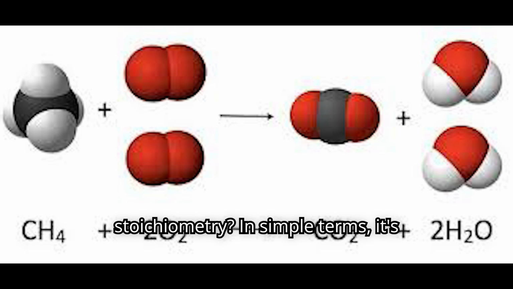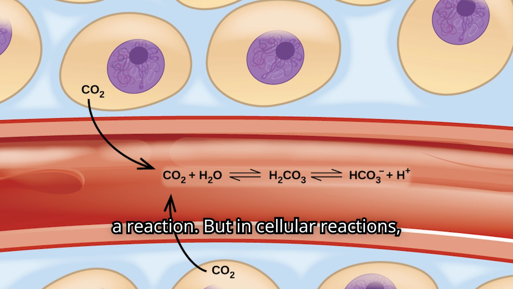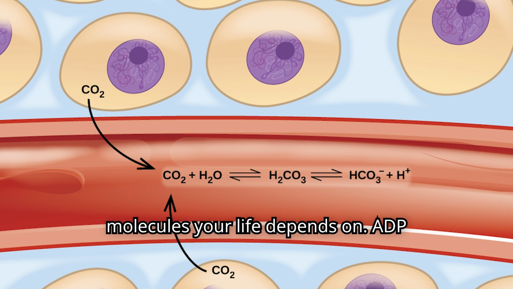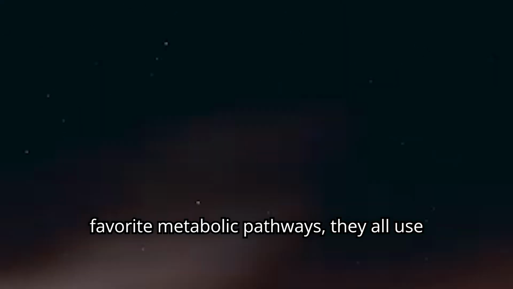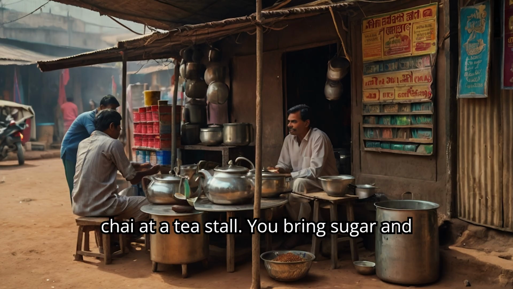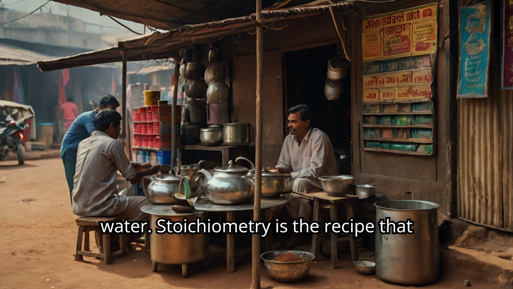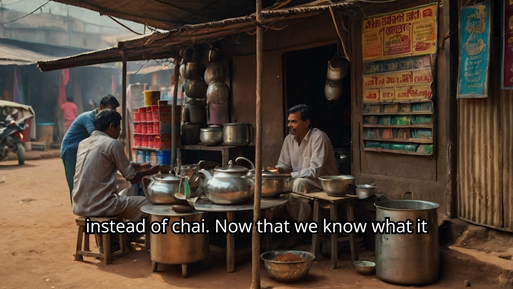In simple terms, it's about balancing the inputs and outputs of a reaction. But in cellular reactions, it's not just numbers, it's about molecules your life depends on. ATP synthesis? Glycolysis? Even your favorite metabolic pathways, they all use stoichiometry. Think of it like ordering chai at a tea stall. You bring sugar and milk, the chaiwala uses tea leaves and water. Stoichiometry is the recipe that ensures no one gets a watery disaster instead of chai. Now that we know what it is, let's see why stoichiometry actually matters.